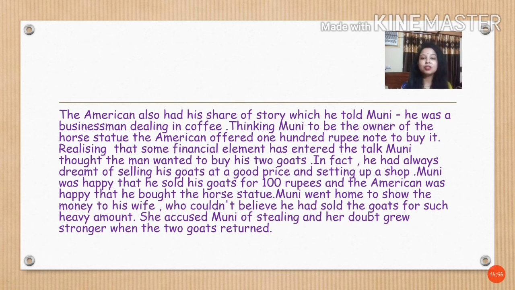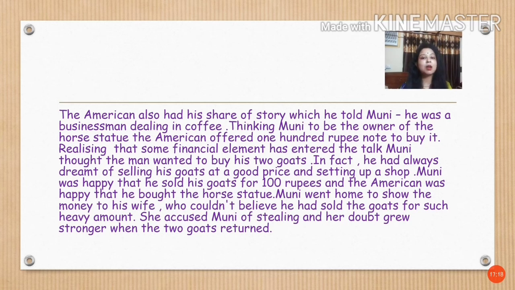The communication that happened between them was misunderstood by both of them, which led to a funny incident. Muni thought that the American was buying his goats and in return he was giving him 100 rupees, and the American thought Muni was the owner of the horse statue and he bought the horse statue from him by giving him 100 rupees. So this was a miscommunication between the 2.